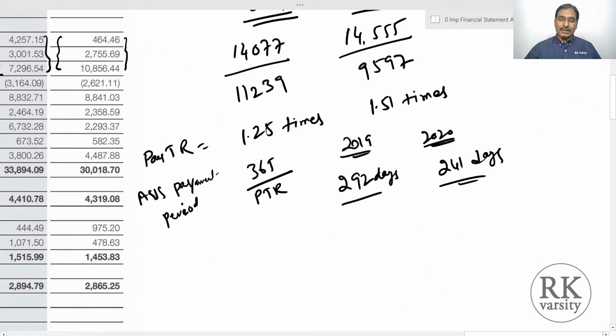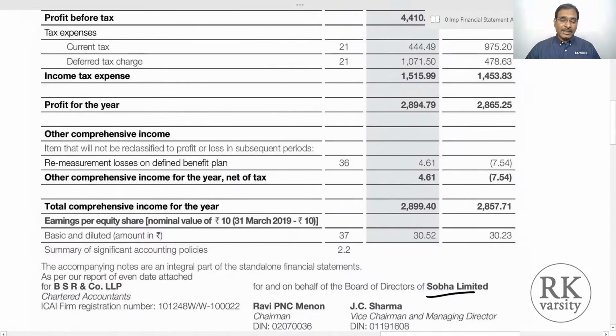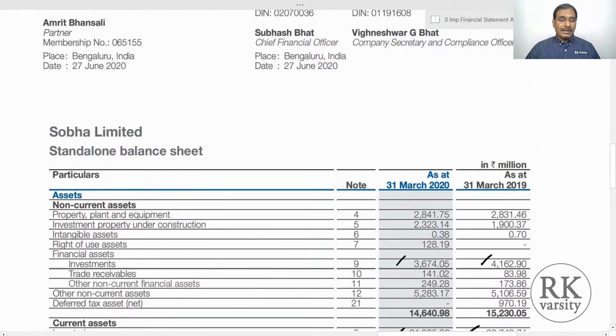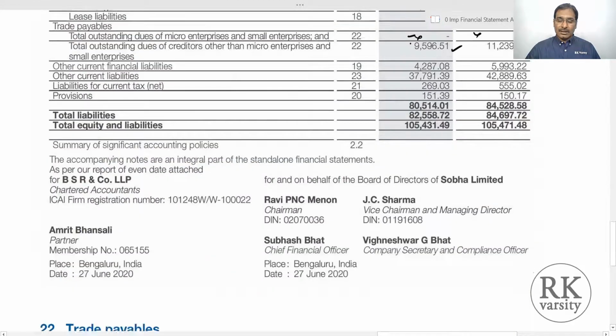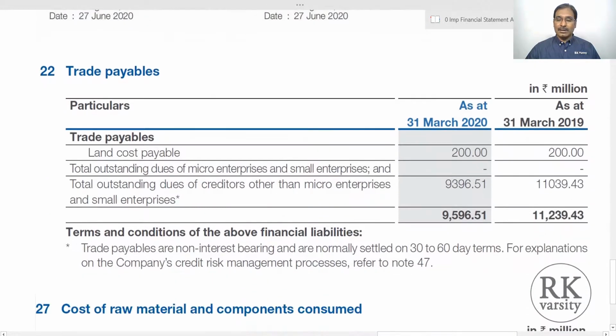That is one. Or the second, we can say that as this is a construction company and they purchase land, they will not make a payment for the land immediately. Land is purchased by initially making an advance payment, and then they verify the documents, then they enter into a contract, then the registration. So in that process it takes time for the company to make the payment. That may be another reason for high payables.